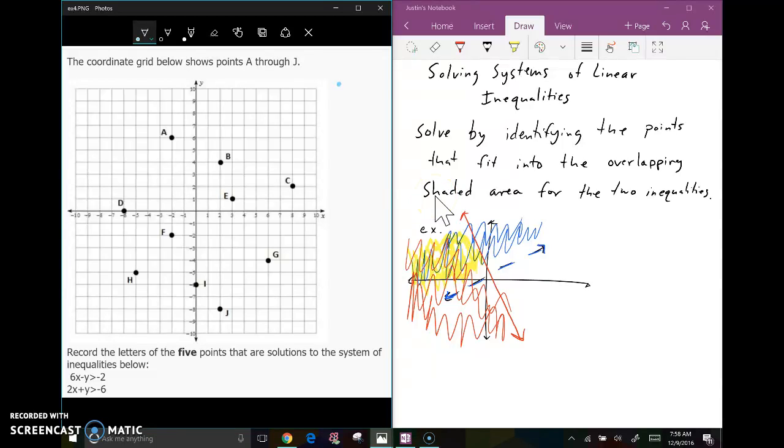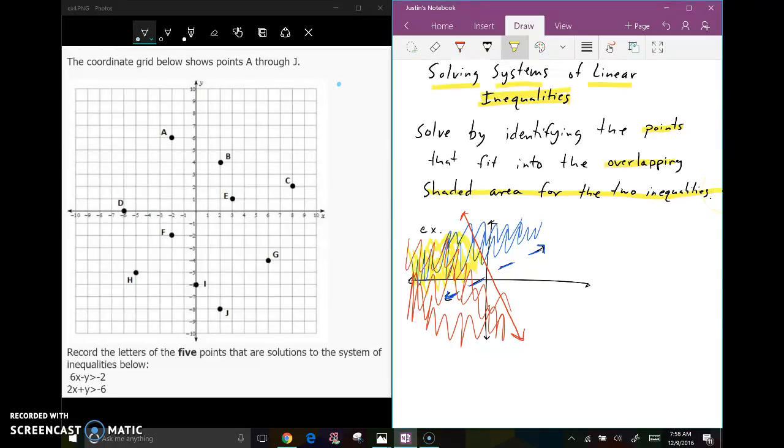Okay, today we're going to learn about solving systems of linear inequalities. So very similar to solving systems of equations. The only difference now is with inequalities, remember, we're shading above and below the line and figuring out whether it's dashed. So you solve this type of system by identifying the coordinate points that fit into the overlapping shaded area for the two inequalities.